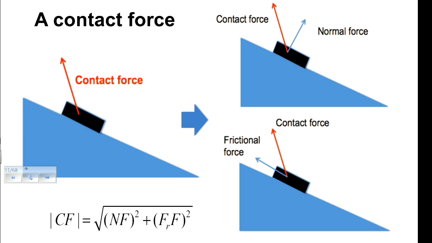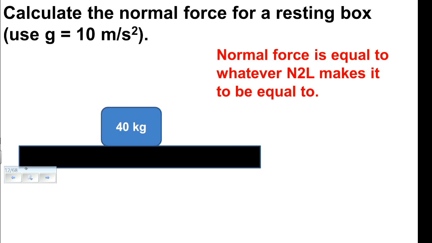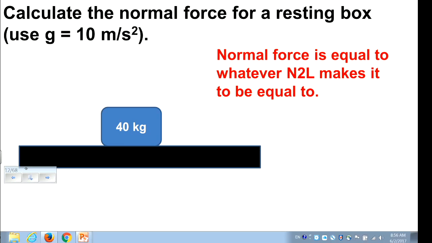So just remember, if you read by any chance this name contact force, that's what it means. The actual force due to a contact between a surface and an object. It always has two components, normal and friction. And according to the Pythagorean theorem, that's how they're related. That's it. Now, let's do a simple calculation.